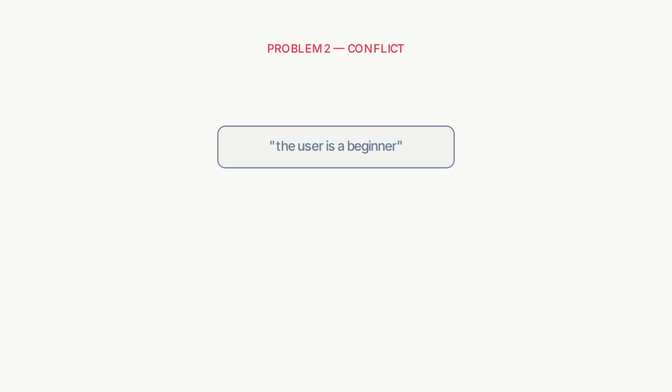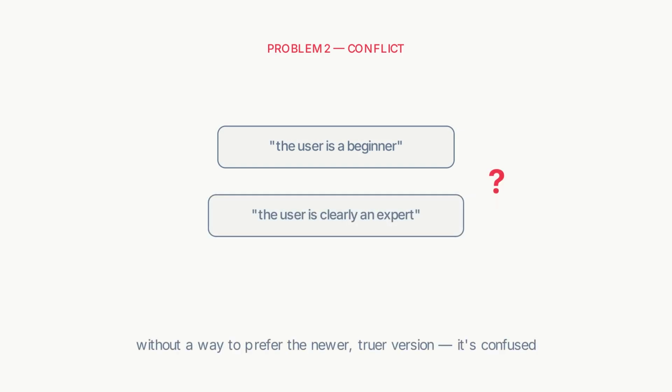The second is conflict. Old note, the user is a beginner. New note, the user is clearly an expert. Which does the agent trust? Without a way to resolve contradictions and to prefer the newer, truer version, it ends up confused, pulled in two directions by its own past.